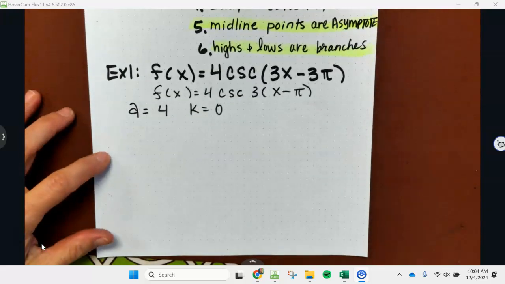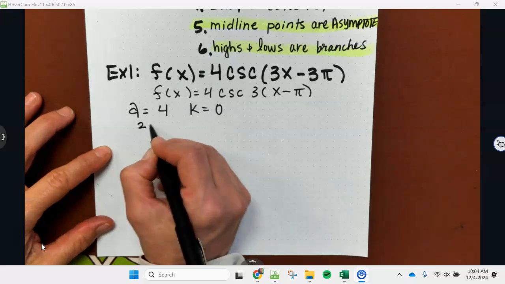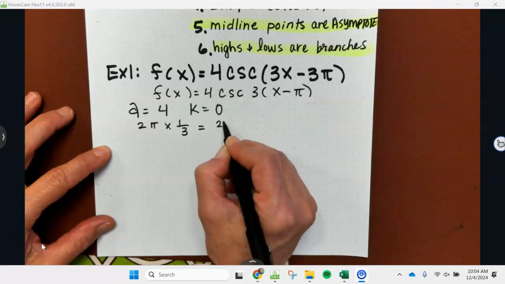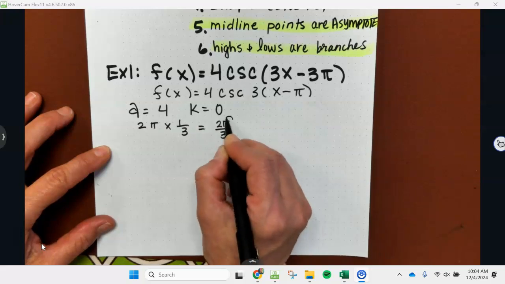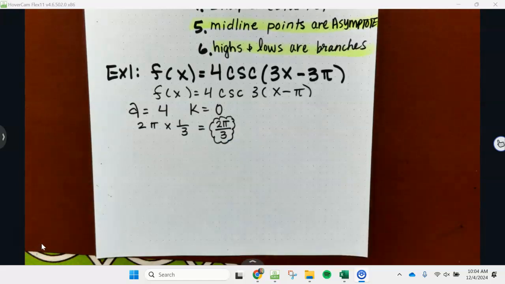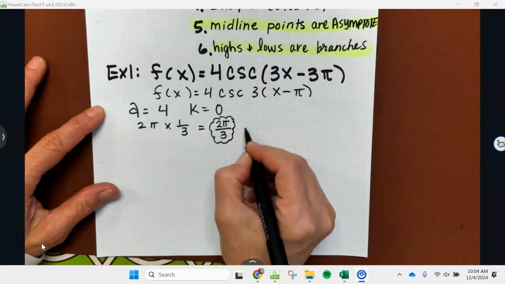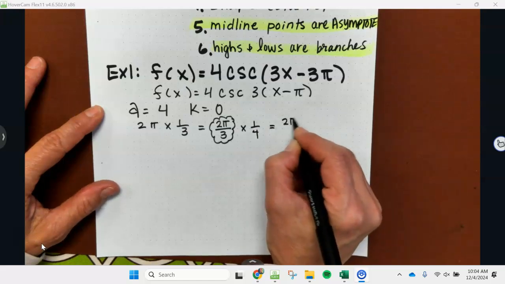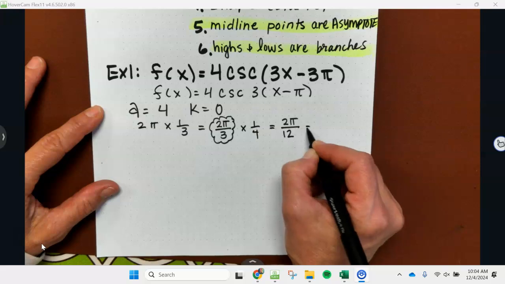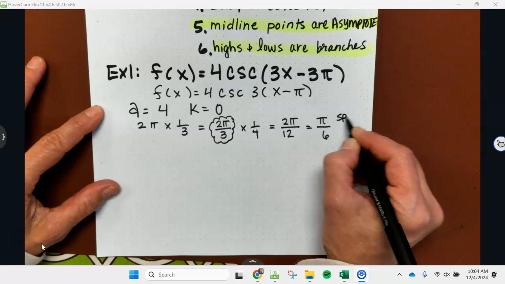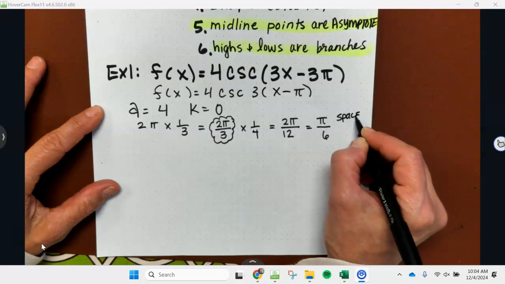All right, next step, let's work on finding that period. So it's going to be 2 pi times 1/3. So our period is 2 pi over 3. And then we got to break that up to represent the 4 significant points on the unit circle. So let's go ahead and multiply by 1/4. So we're going to get 2 pi over 12. We got to simplify that though. So pi over 6 is our spacing for our tick marks.